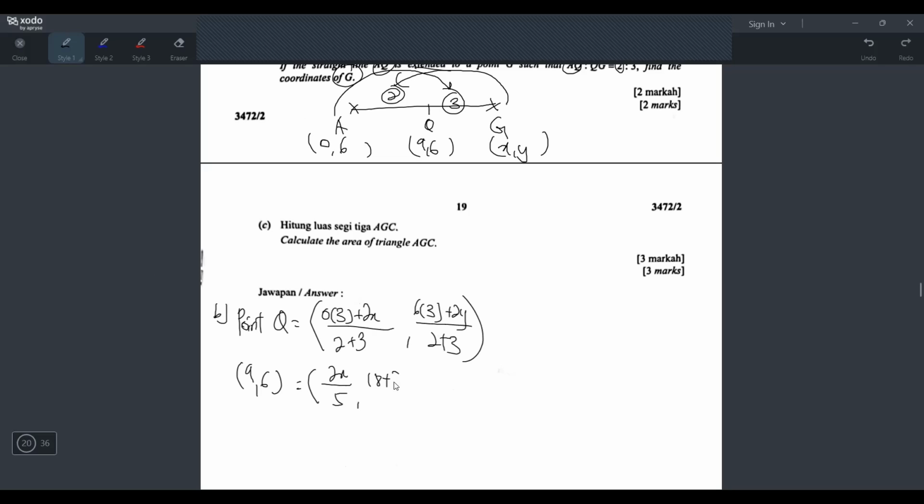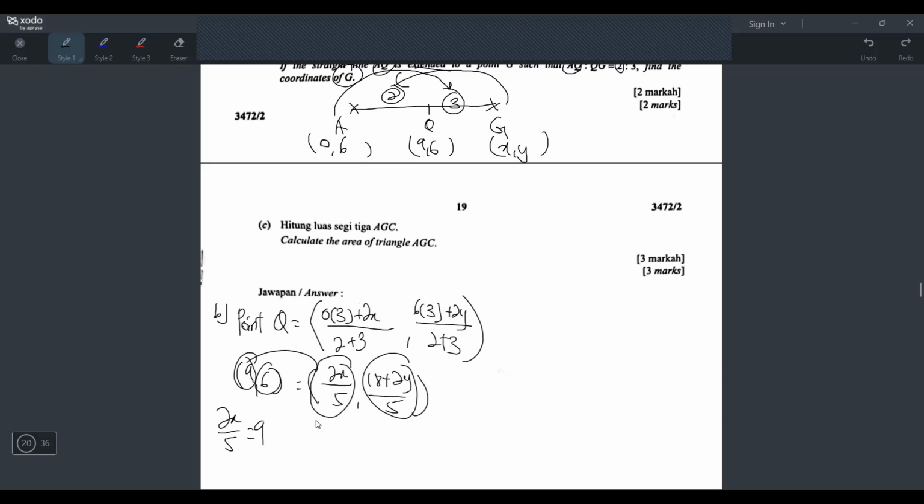6 times 3, 18 plus 2y over 5. And then, okay, now you cannot do it anymore. Okay, the left side cannot be done, the right side cannot be done, but you can compare when you compare the x coordinate together. So 9 is the x coordinate. 2x over 5 is also the x coordinate. So you can connect them together. 2x over 5 equals 9.